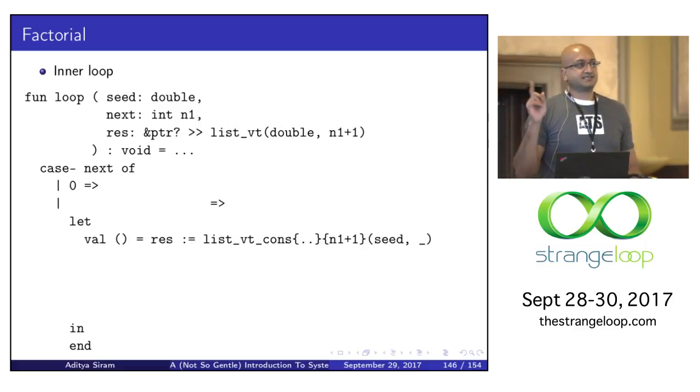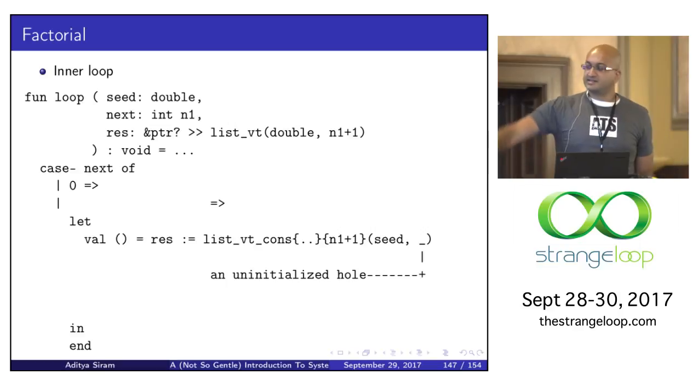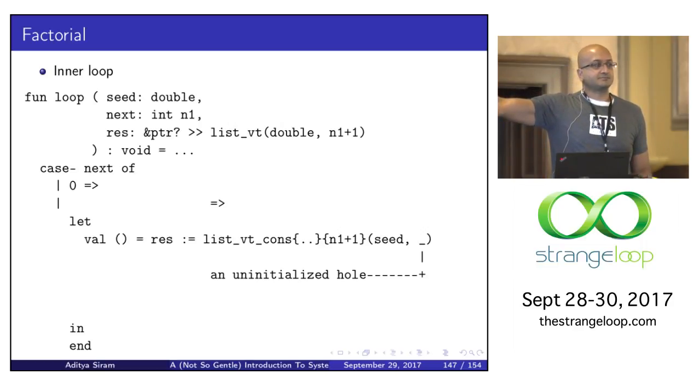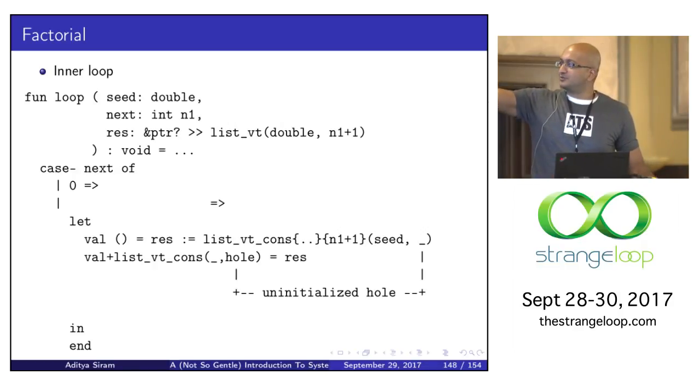So what we're doing is setting res, which is the return pointer, equal to some list, with the seed as the first thing, and this uninitialized hole as the second thing. This underscore on the right-hand side of an equal to sign means I'm going to be filling this in later. Now we have to actually pattern match on res to get a hold of that hole because ATS doesn't give us a way of having named holes in one pass, unfortunately. So that underscore is that hole.